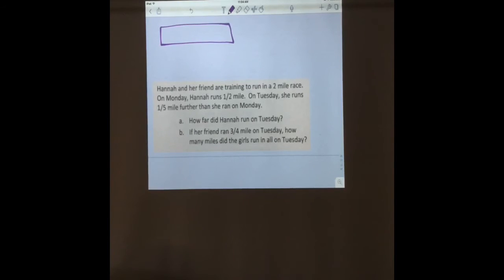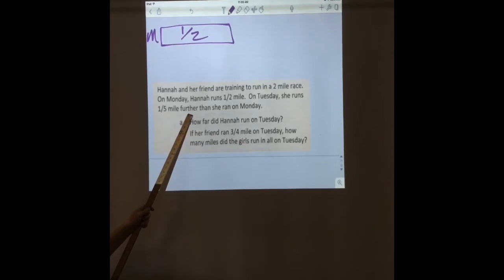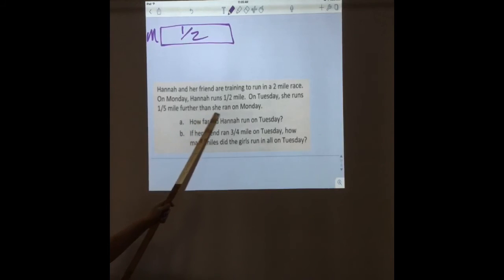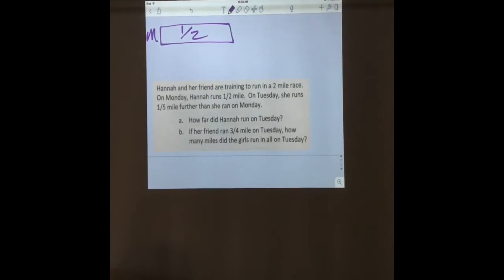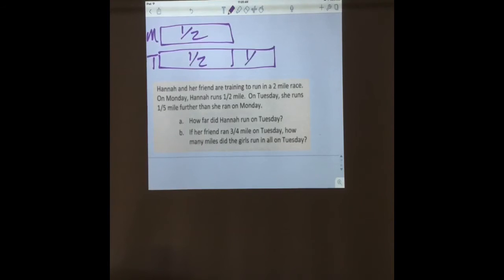Okay, so I'm going to say this is my half a mile. Does that make sense? And that's going to be on what day? Monday, right? On Tuesday, she runs what? She runs 1/5 of a mile further than she did on Monday. So really on Tuesday, it's going to look like this, isn't it? Here's our half, and then here's our 1/5, right?